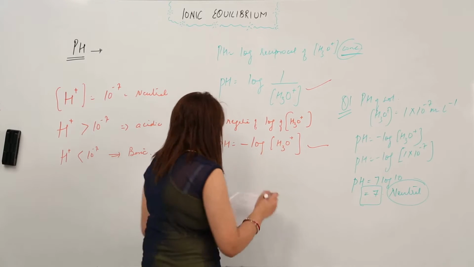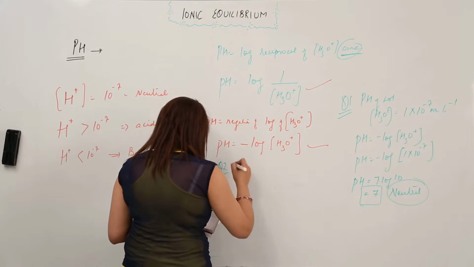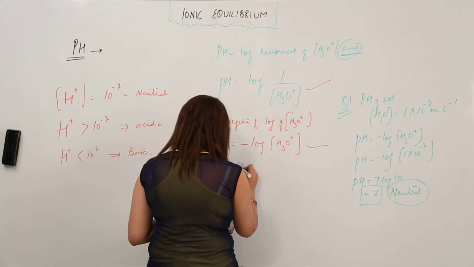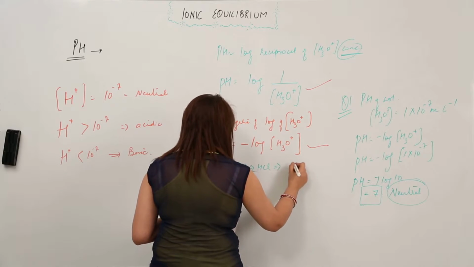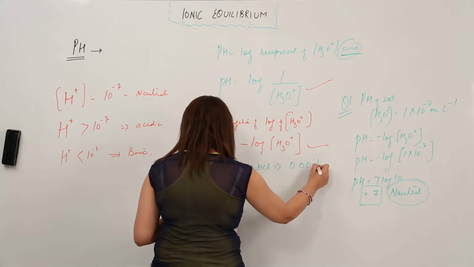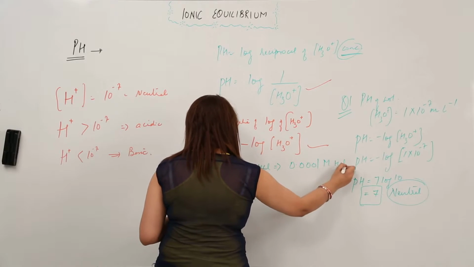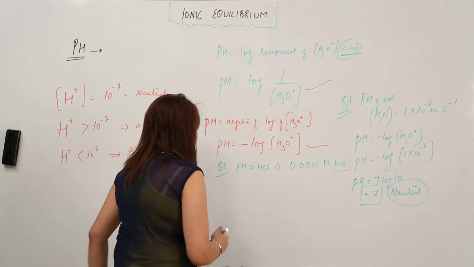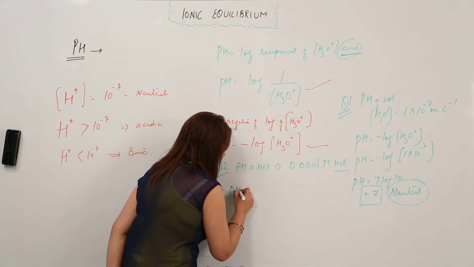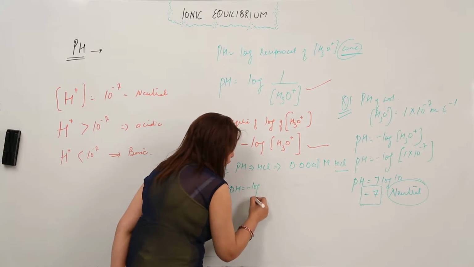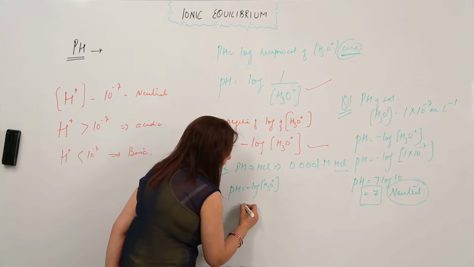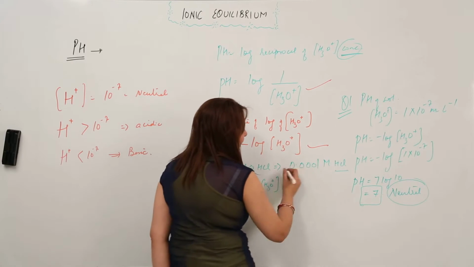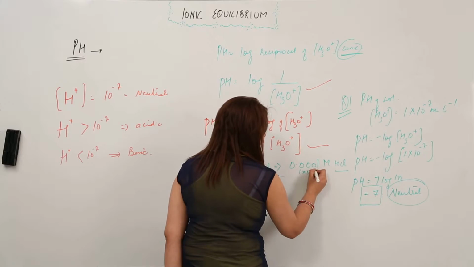And here is another example. Suppose I want to calculate the pH for an HCl solution whose concentration is given as 0.0001 molar, right? How am I going to solve for it? Again, I write the formula: pH is equal to minus log hydronium ion concentration. Putting this value, I have minus log of 0.0001. I can write it in this manner also, right?